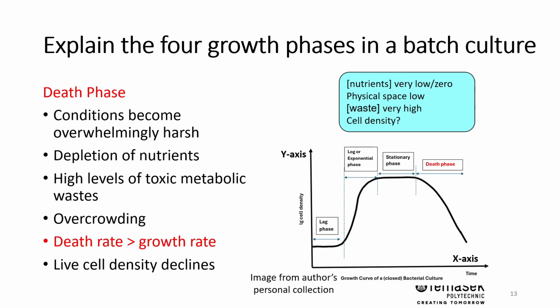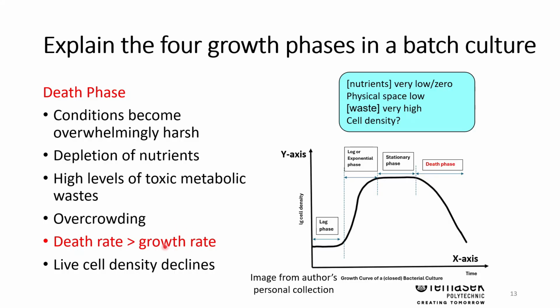Finally, we have the death phase. Death phase is where the condition becomes overwhelmingly harsh. The nutrients themselves are depleted, and in the environment itself there is a high level of toxic metabolic waste. Often there's also overcrowding due to the excessive population within the culture itself.